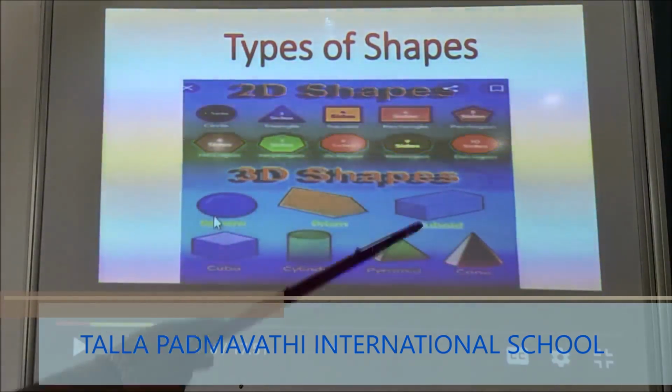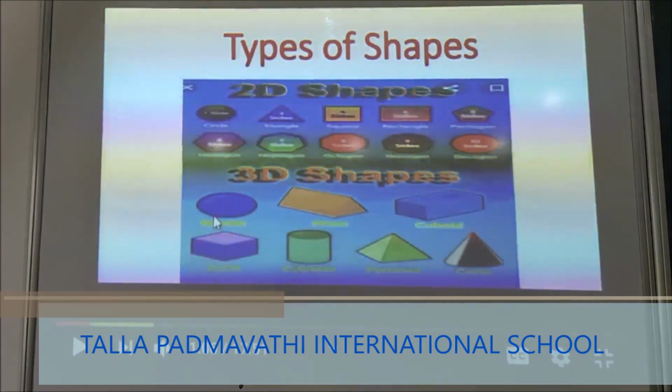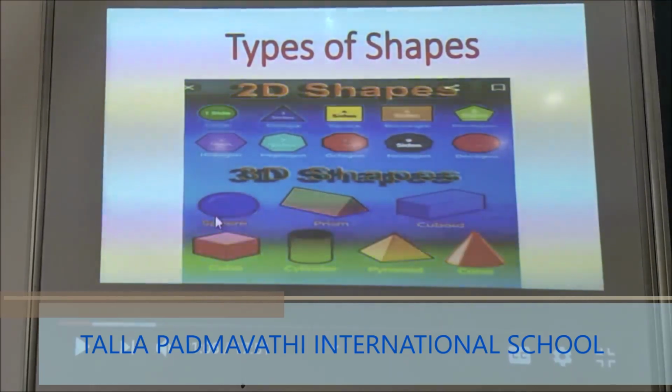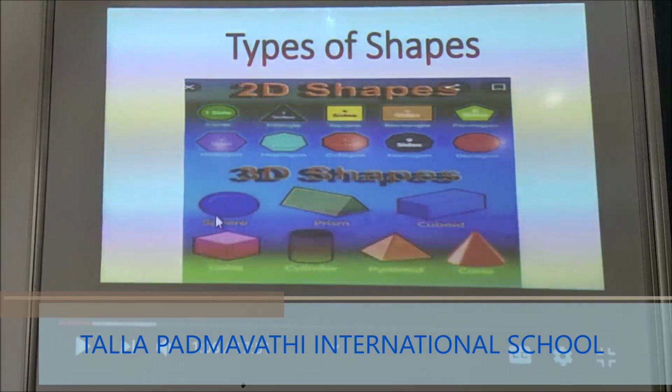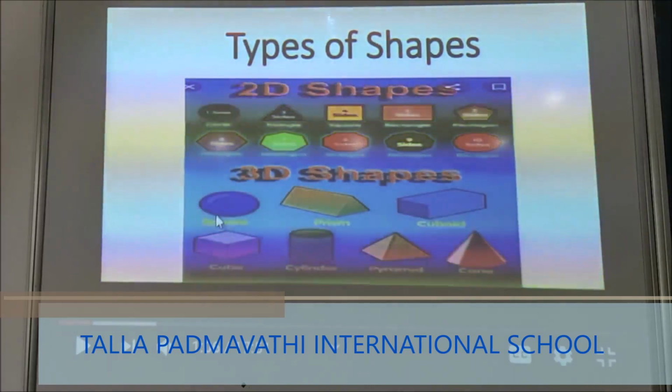Our next one is a rectangle. A rectangle also has 4 sides, but it has opposite sides equal. Yes children, in 2D shapes we are also going to learn about polygons. A polygon is a simple closed figure formed using 3 or more line segments.